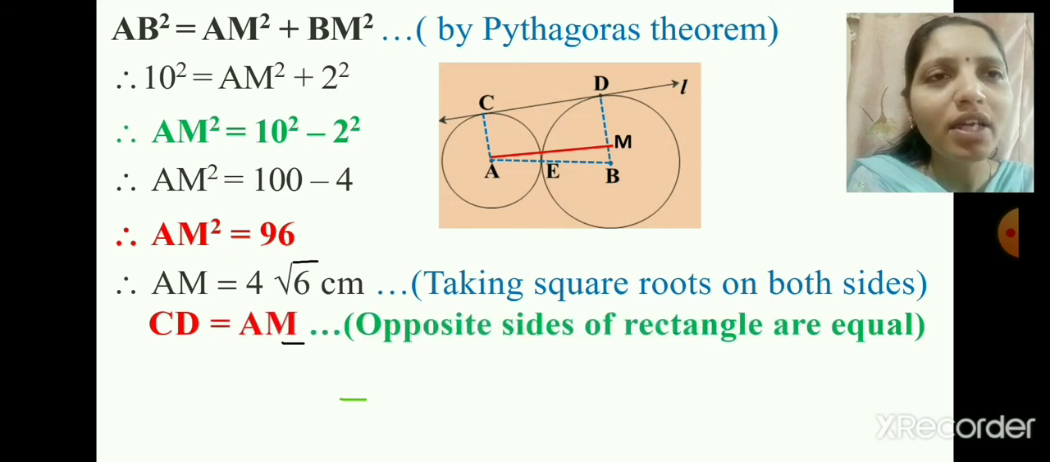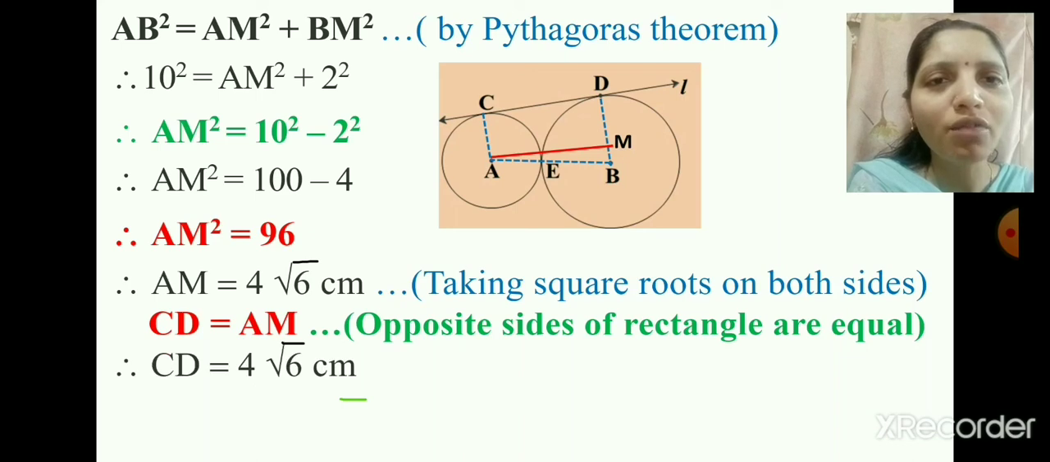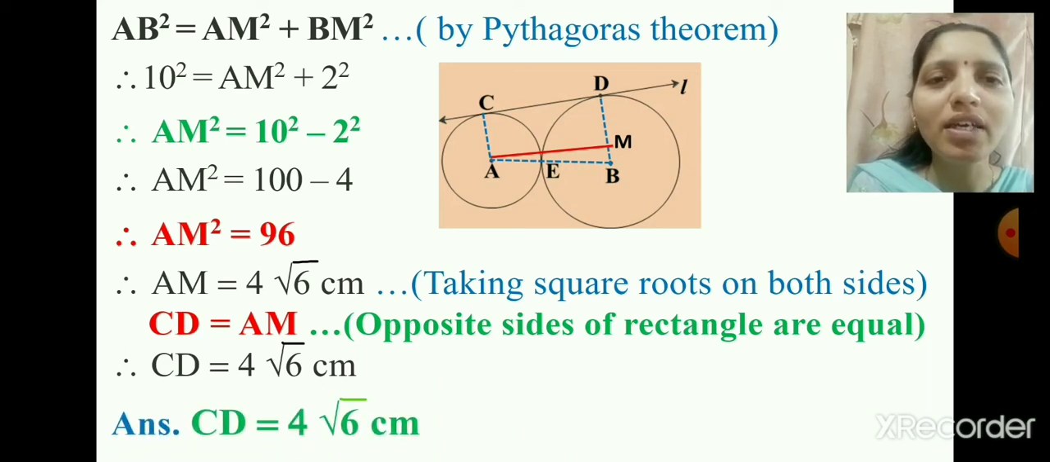Now CD is equal to AM. Opposite sides of the rectangle are equal. So if we know the value of AM, we can write the value of CD. So CD will become 4 root 6 centimeters. So hence our final answer is CD is equal to 4 root 6 centimeters. Hence we have solved this sum.